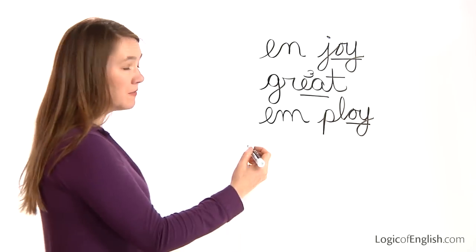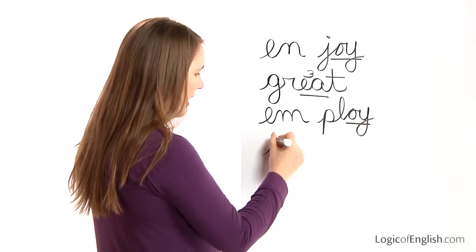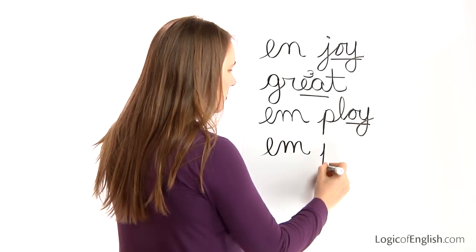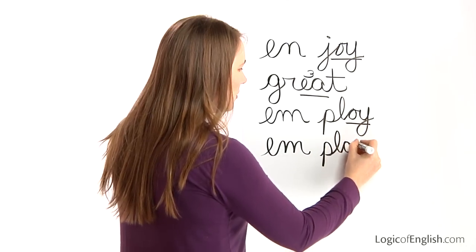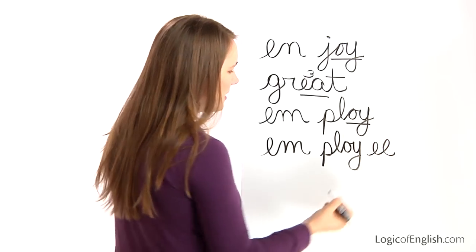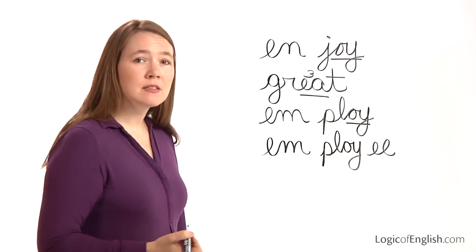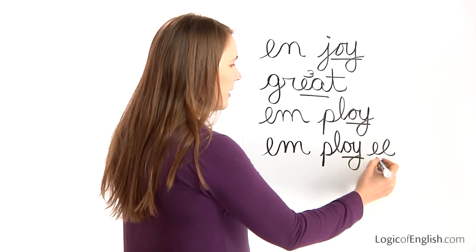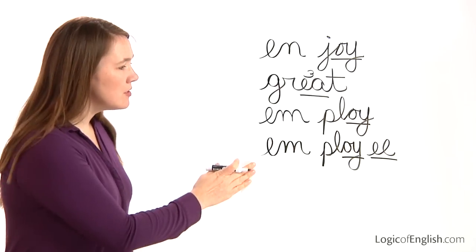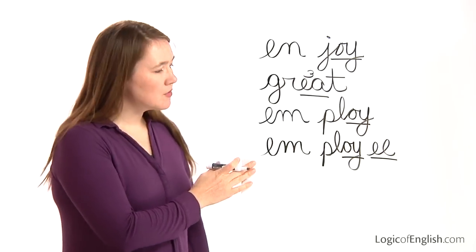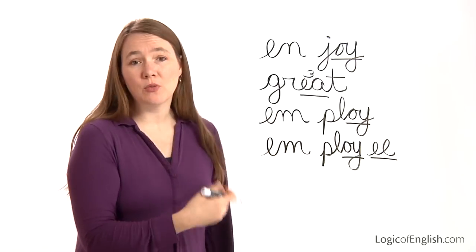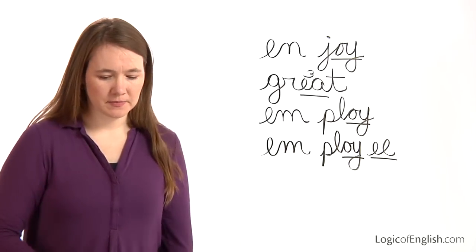And now help me to write it. The first syllable is em. The second syllable is ploy, oi. And the third syllable is E. And here we have the E-double-E. How will we mark this? We'll underline oi, and we'll underline the E-double-E. And what is the root of employee? That's right, it's employ. And an employee is someone who is employed or who works for someone else.